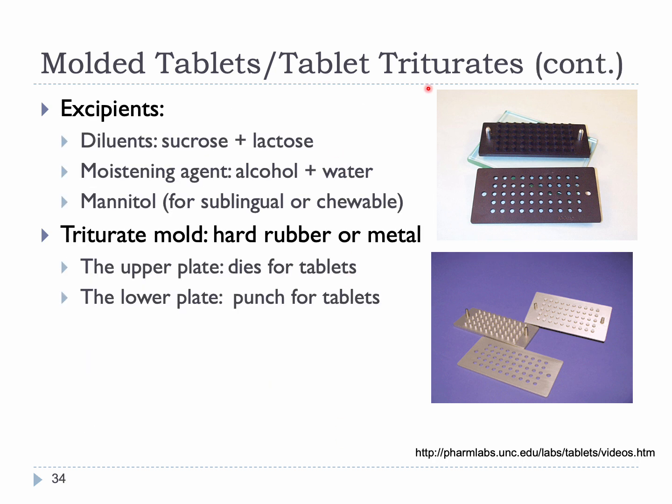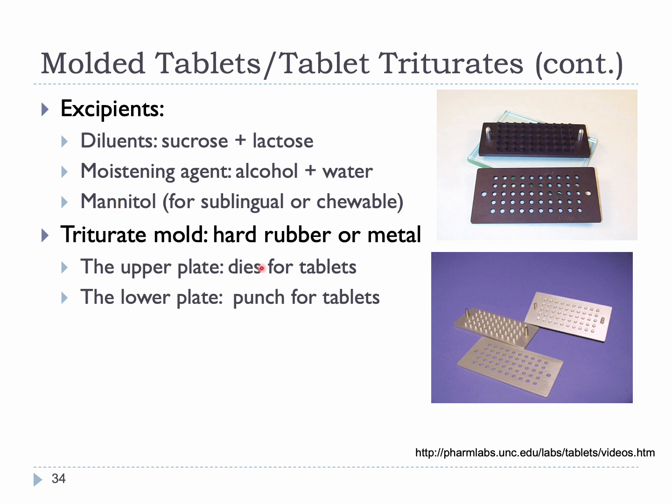Excipients used for molded tablets or tablet triturates are diluents, moistening agents, and mannitol. The diluent can be sucrose and lactose. Moistening agents are usually alcohol and water. Alcohol is used in a very small percentage. Mannitol is for sublingual or chewable tablets. Mannitol provides a pleasant taste when the tablet is placed under the tongue or in the cheek pouch.